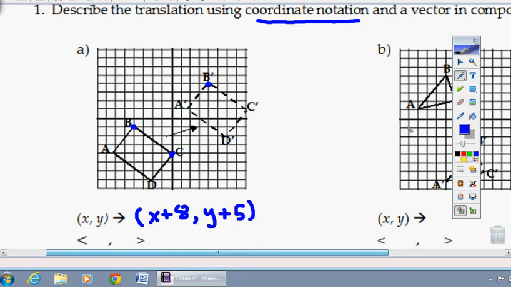Now, when we talk about writing that in a vector component as well, okay, what a vector is, is a quantity that has both a direction and a magnitude. So if I wanted to draw the vector from C to C prime, it would look like this. Okay, a vector is basically an arrow that represents both a direction and a magnitude. And it's represented by an arrow drawn between 2 points.